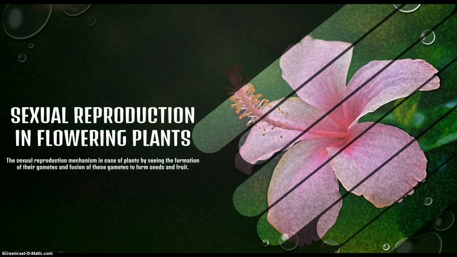Good morning, students. So today we are going to discuss the third part of reproduction in flowering plants. In this mechanism, we are studying how flowering plants produce their gametes and how these gametes fuse with each other. In the last two videos, we have seen the male gametophyte, that means how the male gamete is formed. We have also seen what this male organ looks like.